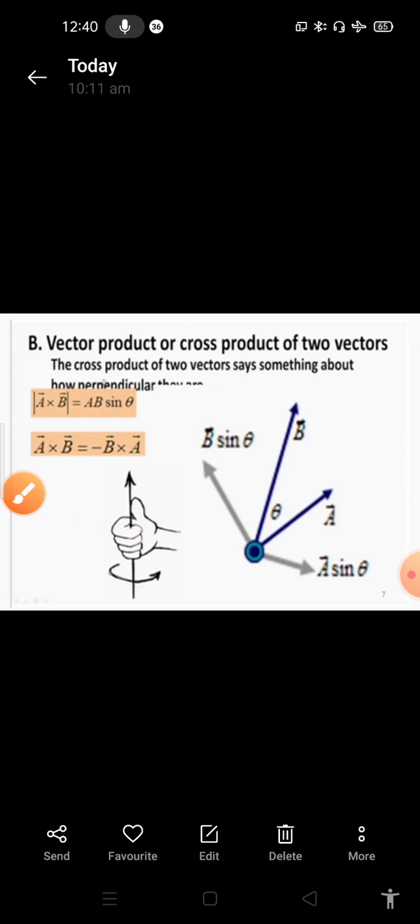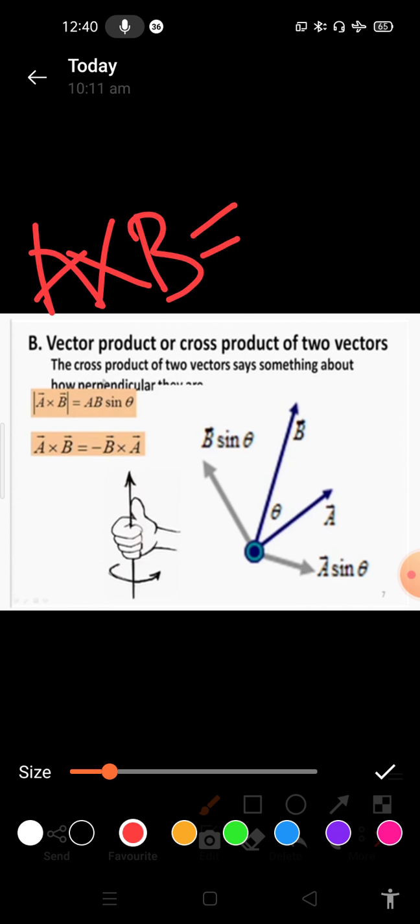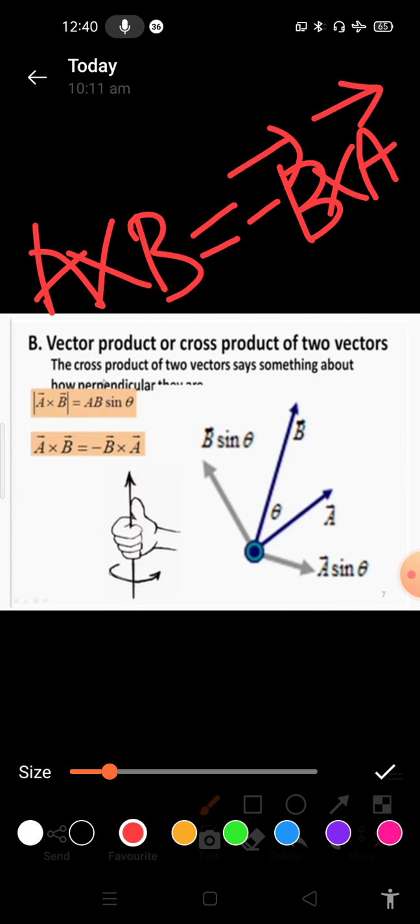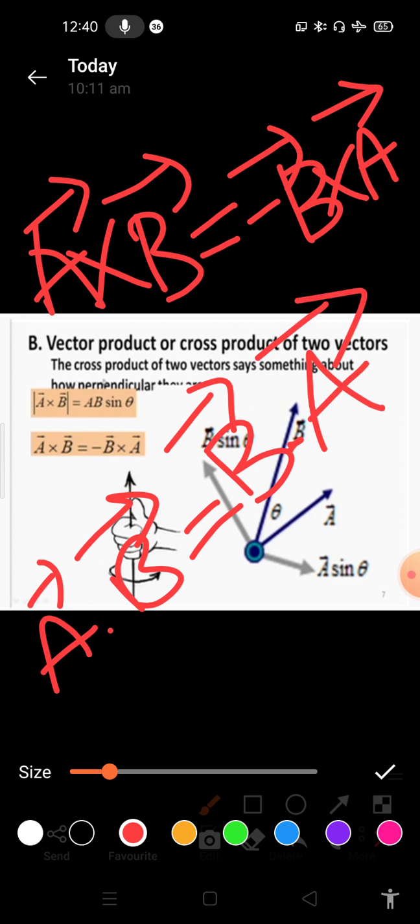Now a bar cross b bar can also be written as minus b bar cross a bar. But in the case of dot product, a bar dot b bar can also be written as b bar dot a bar. There is no negative sign in this case. a bar dot b bar is equal to b bar dot a bar, but in the case of cross product, a bar cross b bar is equal to minus b bar cross a bar. This is about the vector product or cross product.